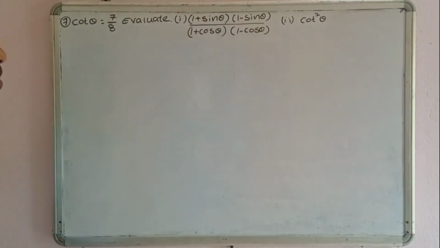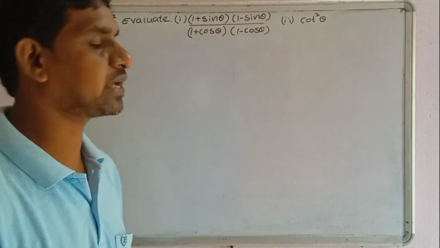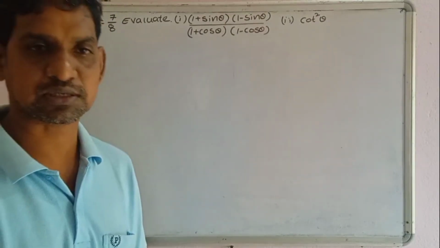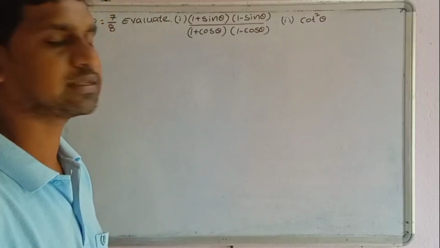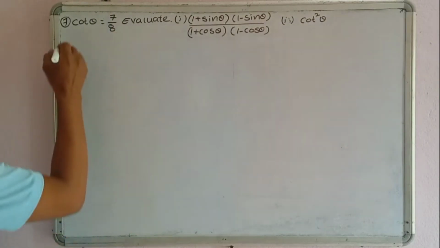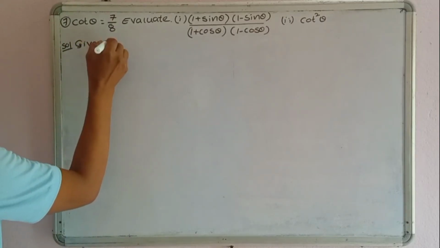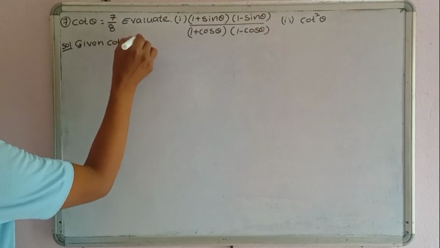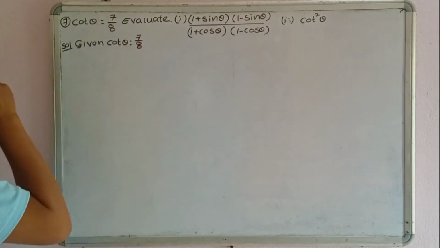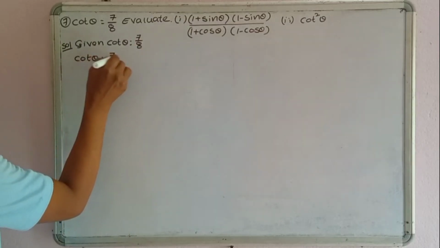Problem 7. Cot theta equals 7 by 8. Evaluate (1 plus sin theta)(1 minus sin theta) over (1 plus cos theta)(1 minus cos theta), and the second one is cot square theta. Okay. See the solution. First, given cot theta equals 7 by 8.